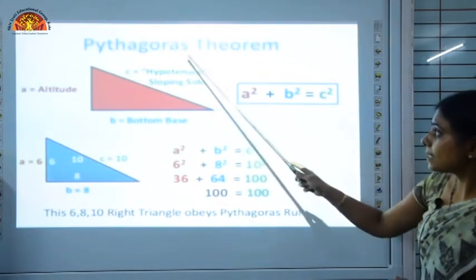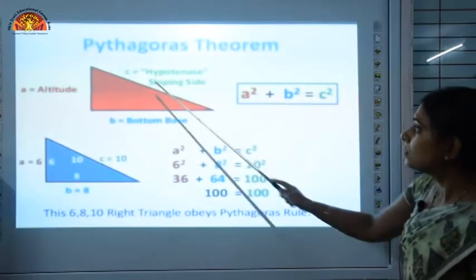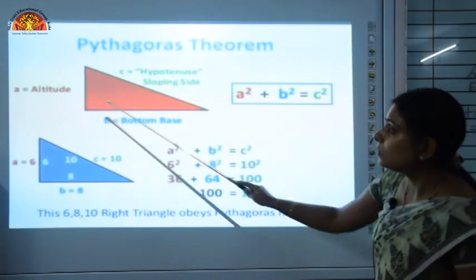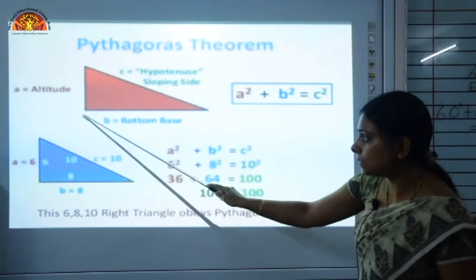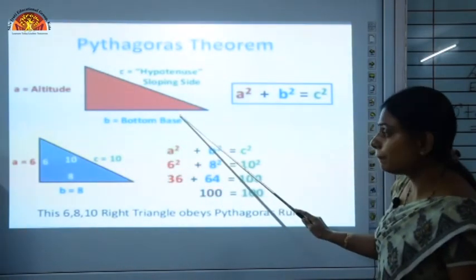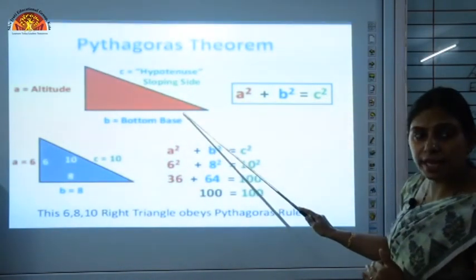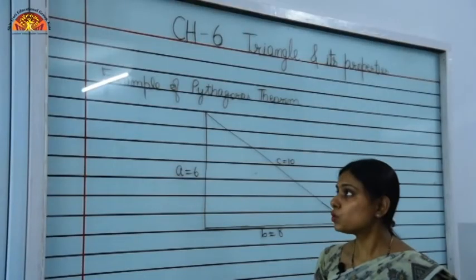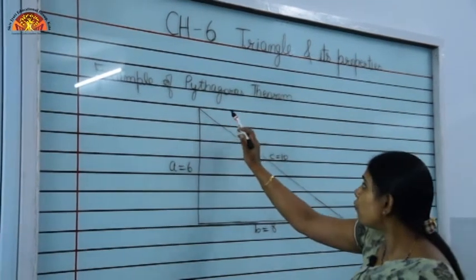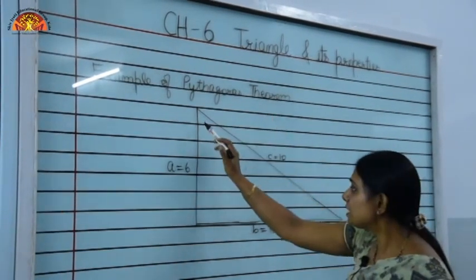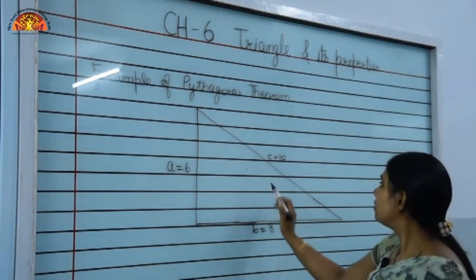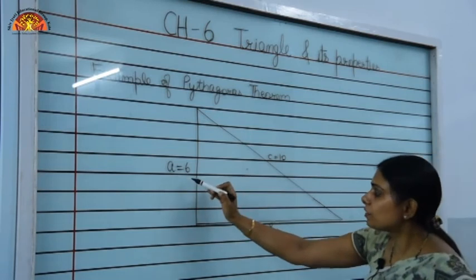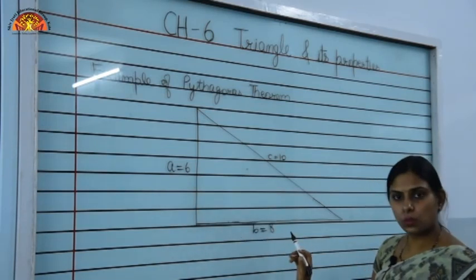Now this is the example of Pythagoras theorem over here. C is the hypotenuse, that is known as the sloping side, A is the perpendicular, that is known as the altitude, and B is the bottom base. Now I will explain the example of Pythagoras theorem on the board. So children, just see the example of Pythagoras theorem. You can see the right angle triangle over here. Hypotenuse C is equal to 10 centimeter, A is equal to 6 and B is equal to 8.